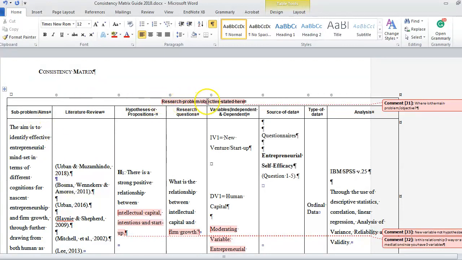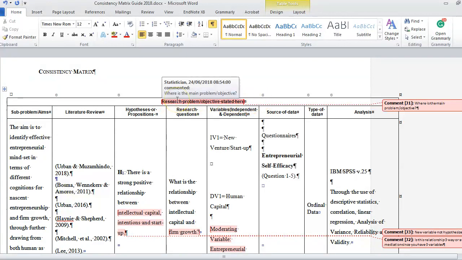First, the research problem objective needs to be stated here. The student didn't state any objective. So what you need to state here is the overarching objective, or the main objective of your research. You need to state it here.